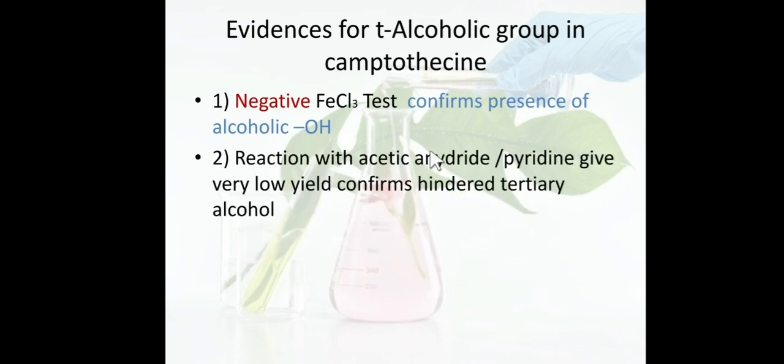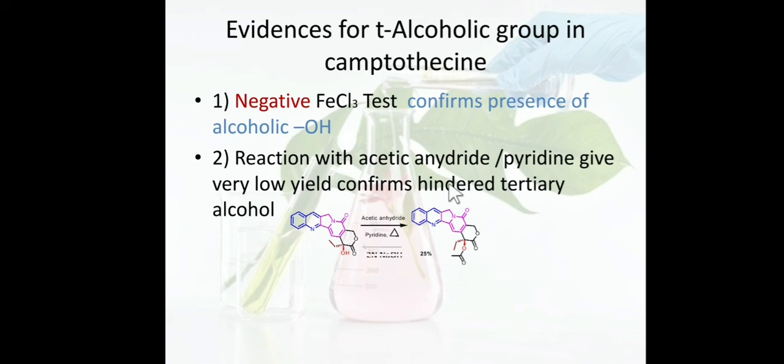So friends, again the author did the reaction with acetic anhydride and pyridine, which gives a very low yield, which confirms the hindered tertiary alcohol. Okay, tertiary alcohols are not easily acylated because of their crowding. So we can confirm that the low yield of this acetate derivative is due to the presence of a tertiary or hindered OH group in camptothecin.